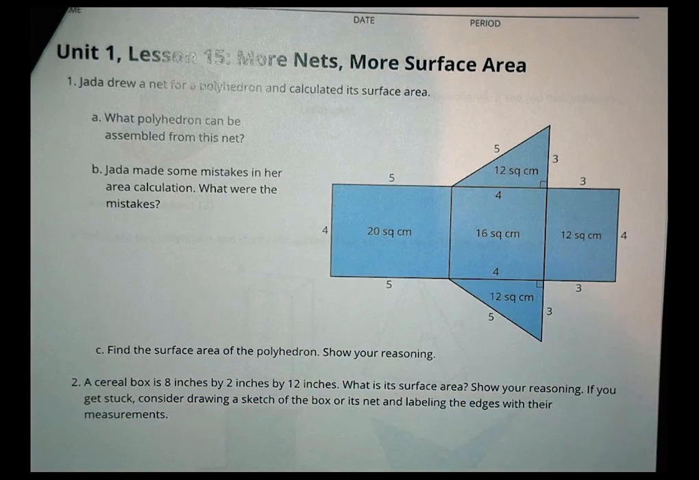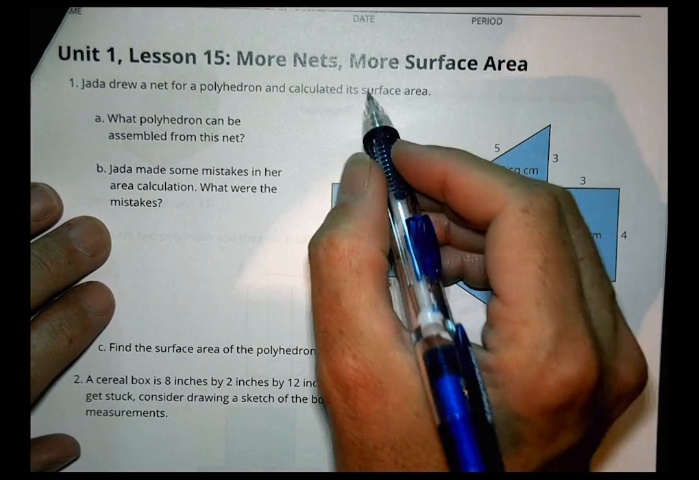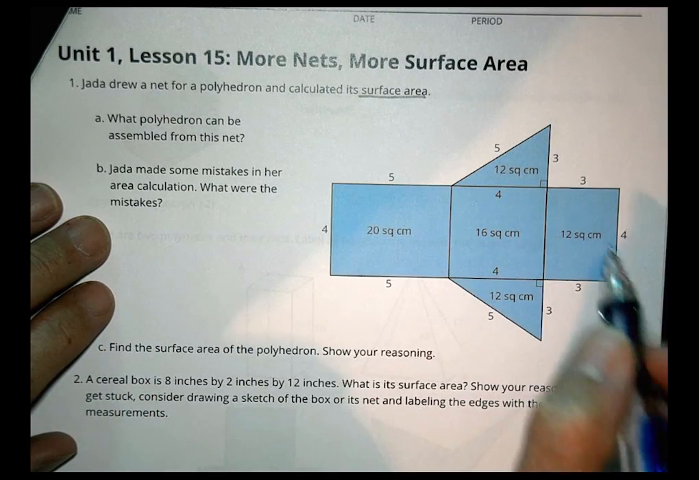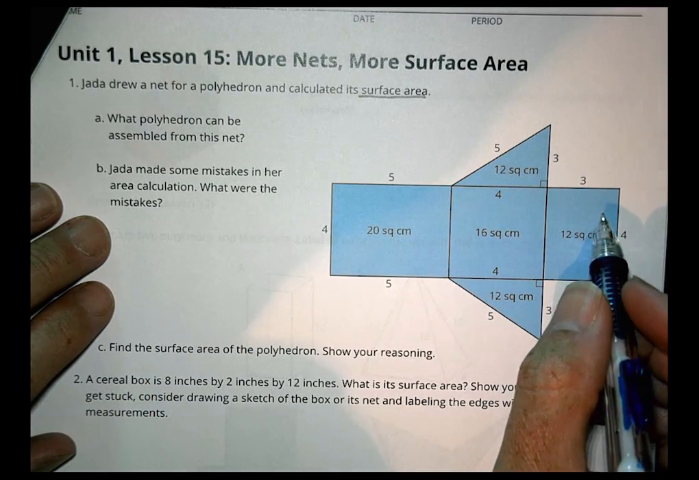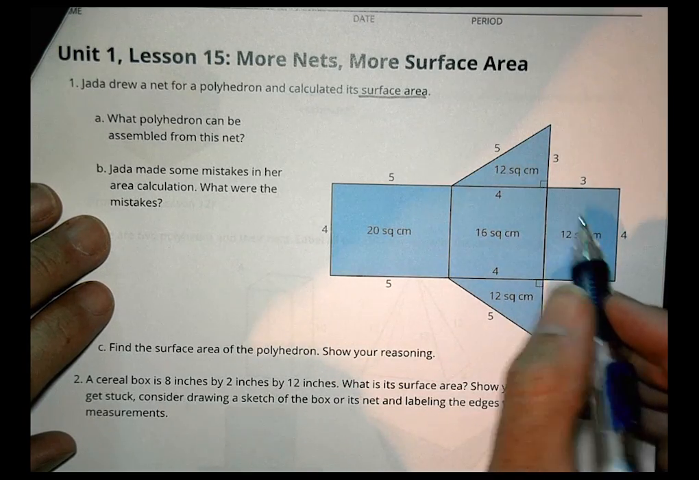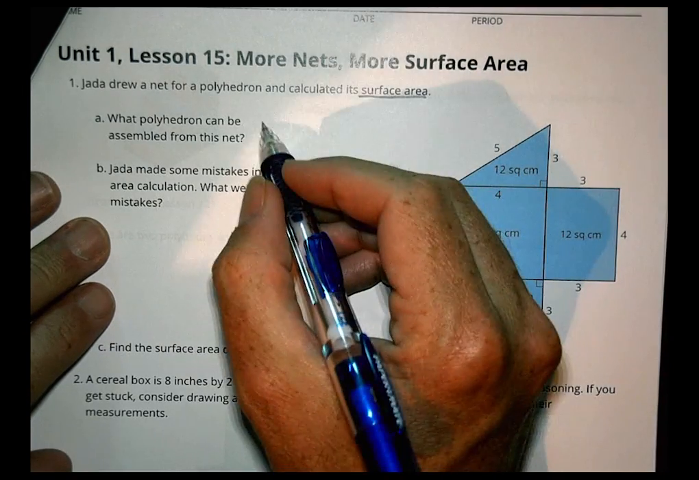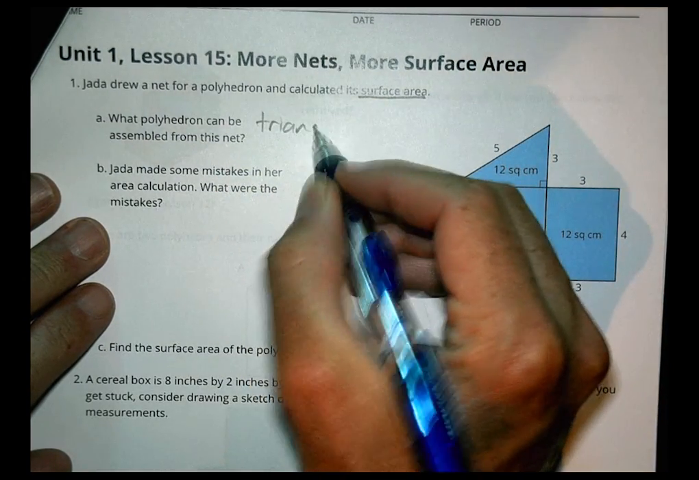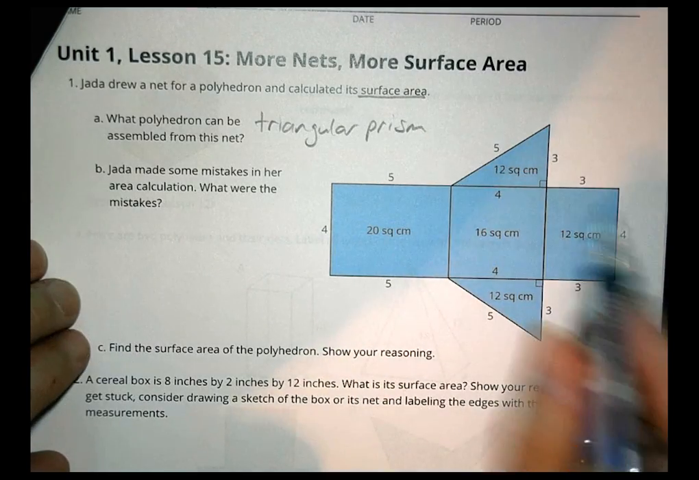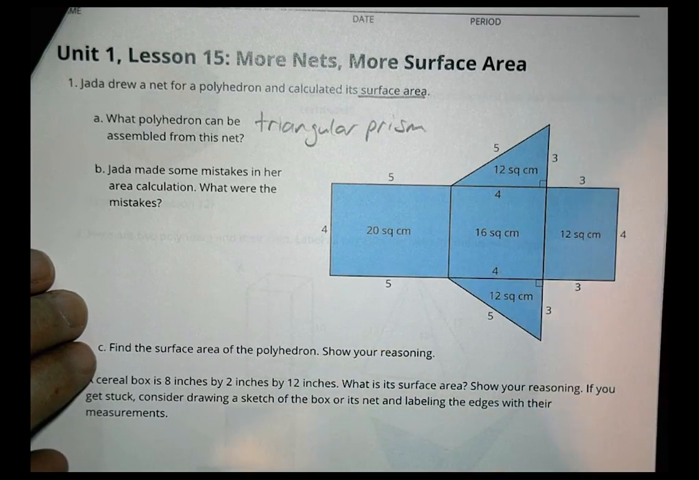Alright, here we go. Homework for lesson 15. It says Jada drew a net for a polyhedron and calculated its surface area. What polyhedron can be assembled from this net? We can see that we have several rectangles here, which tells me most likely we're dealing with a prism, and we have a couple triangles. Because the triangles seem to match, I'm going to say this is a triangular prism.